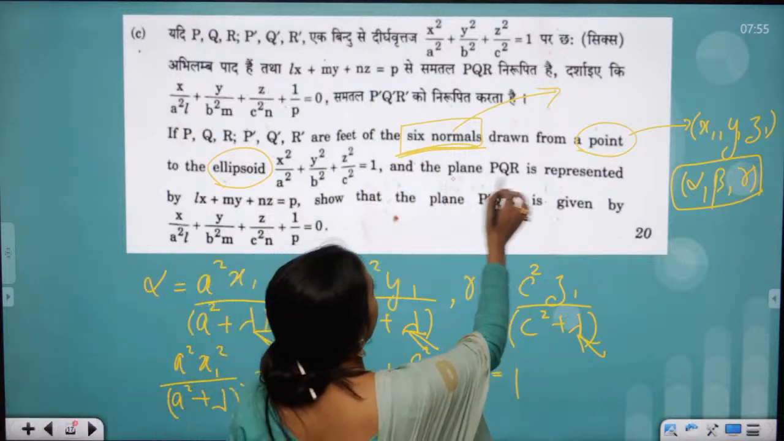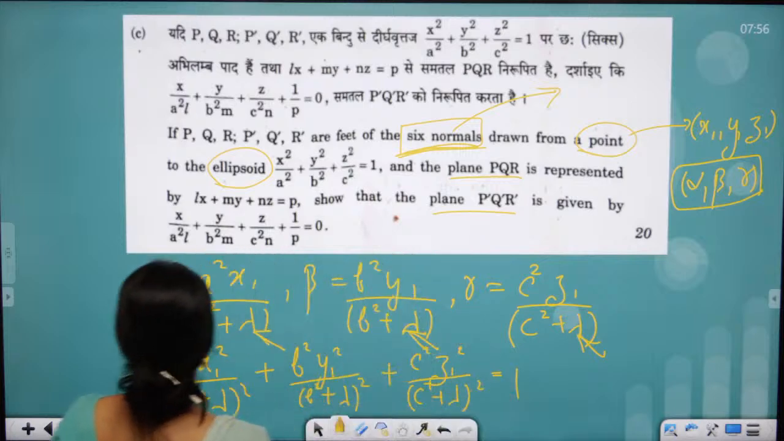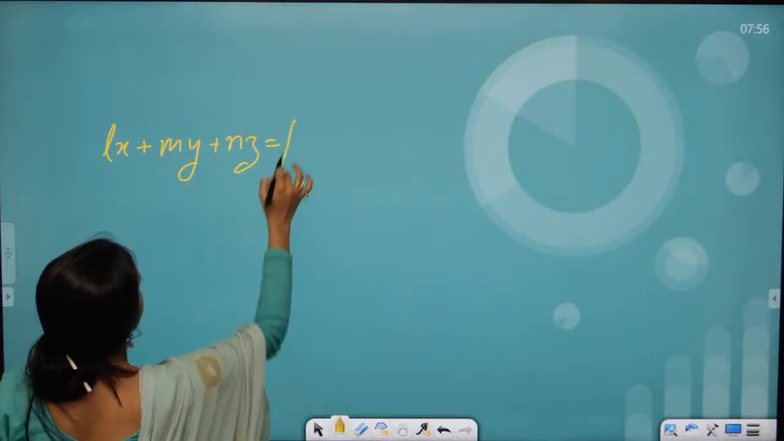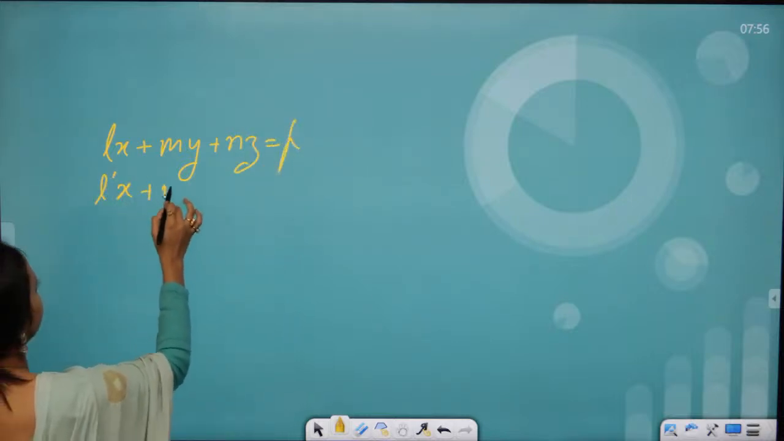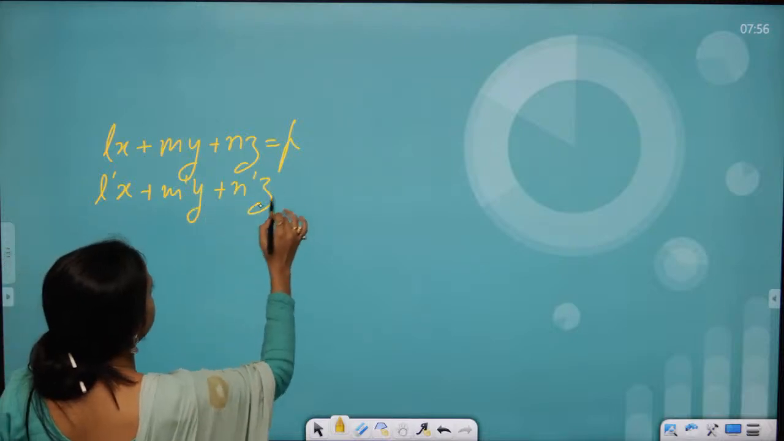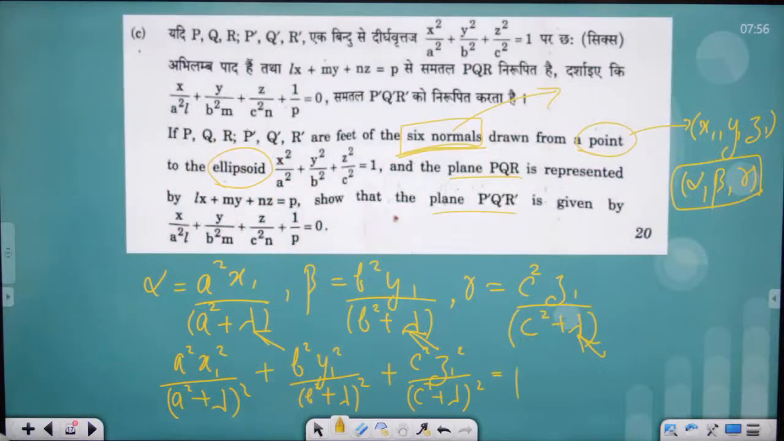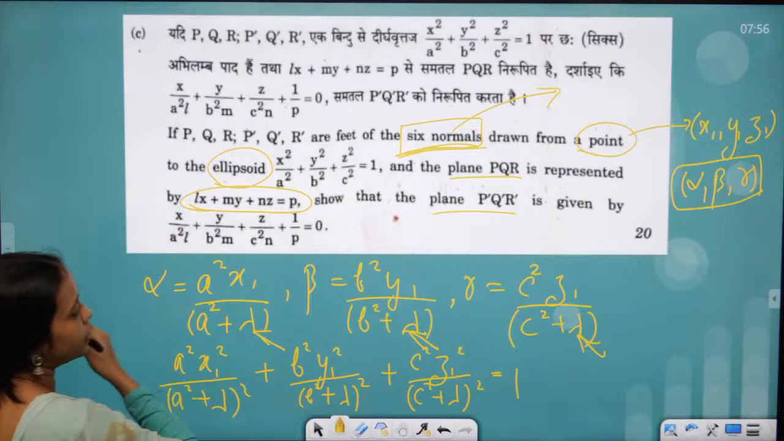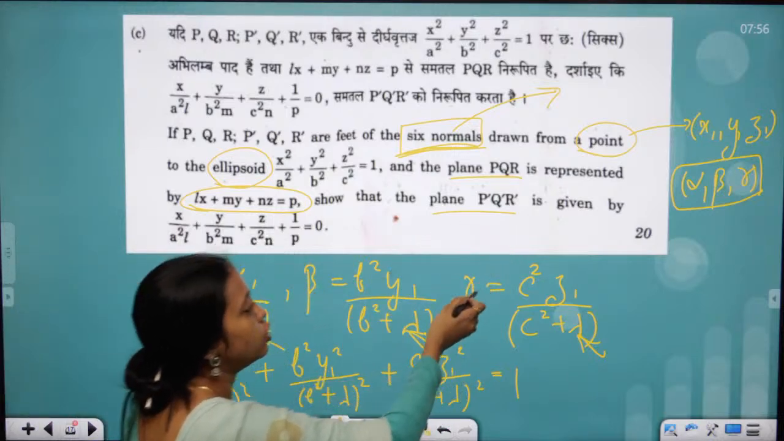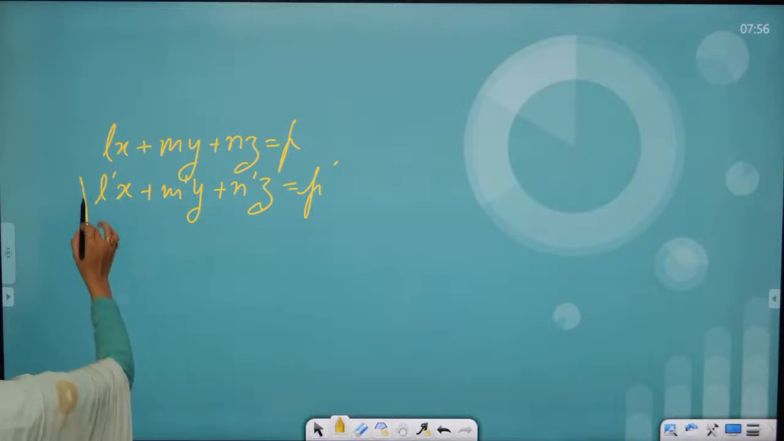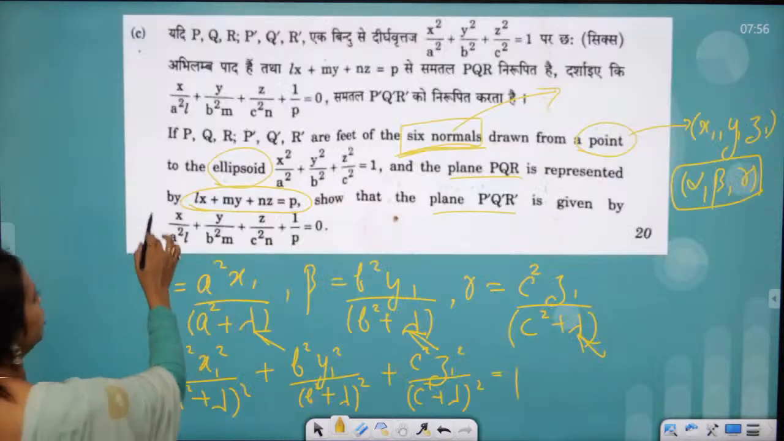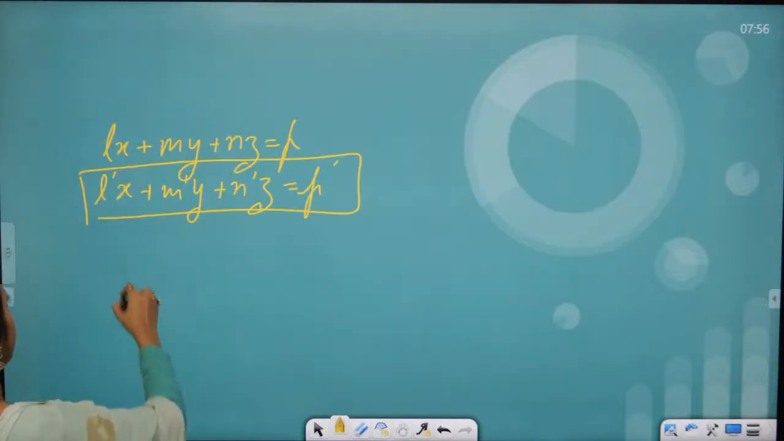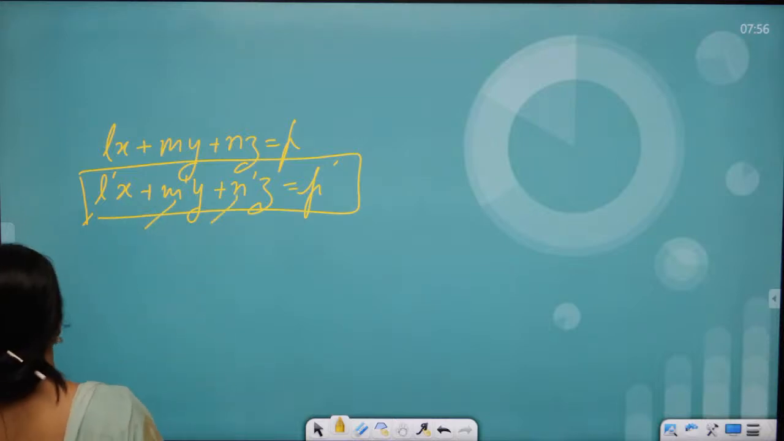Now you have plane, you have 2 planes. Let the equation of one plane be Lx plus my plus nz equals to p, and for the next let's say L dash x plus m dash y plus n dash z is equal to p dash. Right, this plane is given now. It is given that it is represented by this. So you have to show that the second plane is equal to the given expression in the question. So that means you have to find the value of L dash, M dash, N dash.